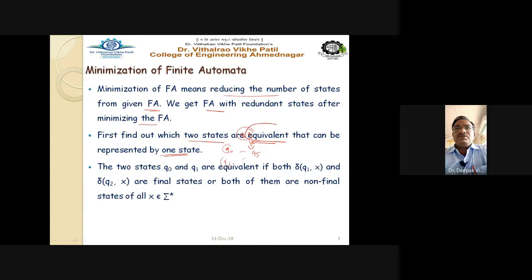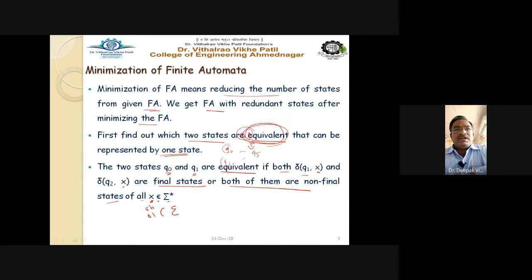For that, we have to find out the equivalence between the states, the equivalent states. So when can we say that two states are equivalent? The two states Q1 and Q2 are said to be equivalent if both δ(Q1, X) and δ(Q2, X) are final states, or both of them are non-final states, for all X belonging to the input alphabet. This X is your input alphabet symbol, which can be either a, comma, b, or 0, comma, 1. It belongs to your input alphabet sigma, right?